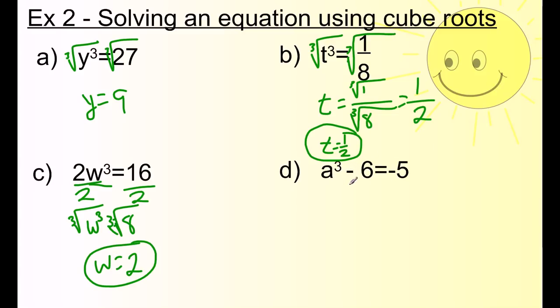Letter D. Let's see. Well, we've got to get rid of this. We've got to get this piece by itself. So we're going to get rid of this minus 6. We're going to add 6 to both sides, giving us a cubed equals 1. And the cube root, I don't write my cube roots very pretty. My cube root of 1 is 1.